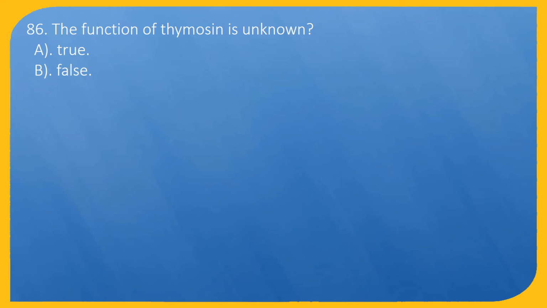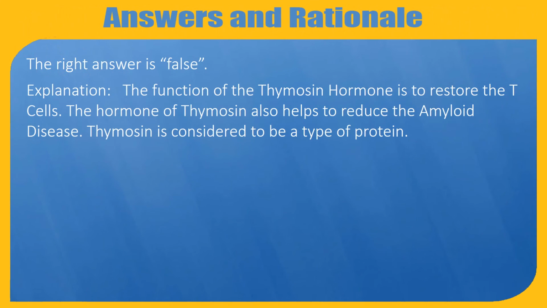Question 86. The function of thymosin is unknown. A. True. B. False. The right answer is false. Explanation: the function of the thymosin hormone is to restore the T cells. The hormone thymosin also helps to reduce amyloid disease. Thymosin is considered to be a type of protein.